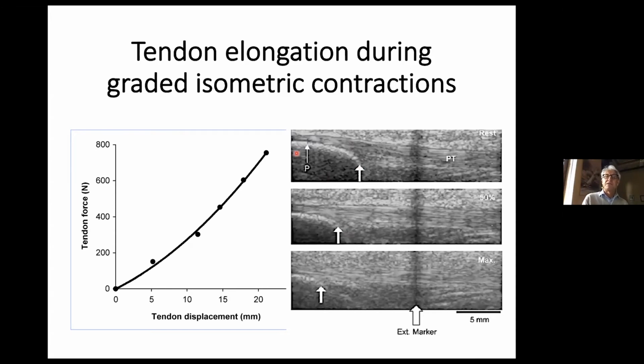You can see the patella tendon at rest, at 50% of the maximum force, and at MVC, maximum voluntary contraction. You can see that as the contraction intensity progresses, the patella tip moves to the left as the tendon is stretched. So if we plot the tendon deformation against the tendon force, we obtain the classical tendon extensibility curve, and the slope of which is stiffness.